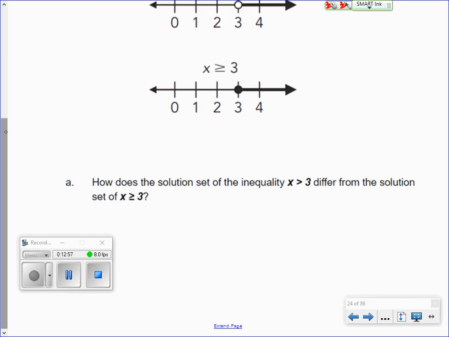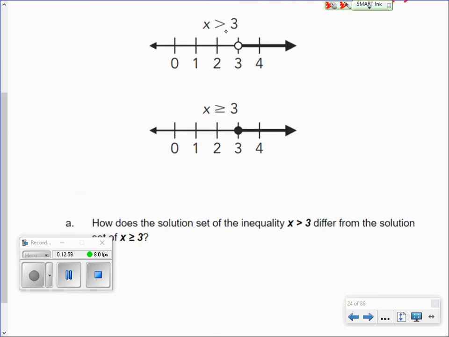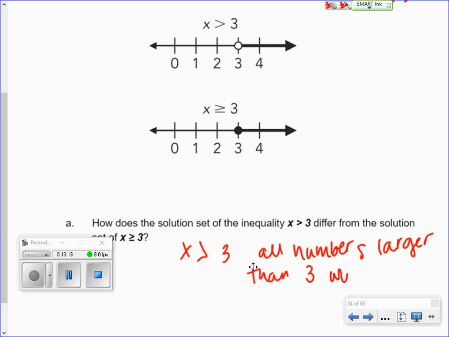And how does this one's graph make sense? Well, if you look at it, x is greater than 3. That means all numbers larger than 3 will make it true. Larger than 3. You can't say 3. If I did this, 3 is greater than 3, not true. It has to be larger than 3.